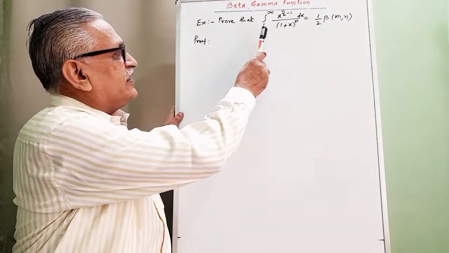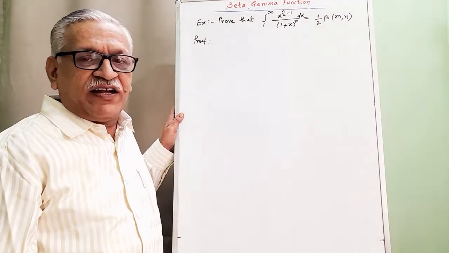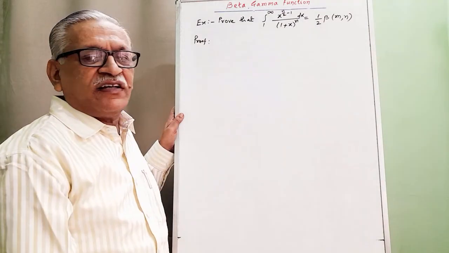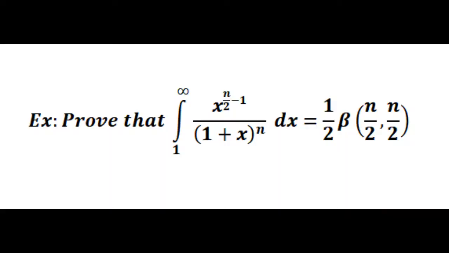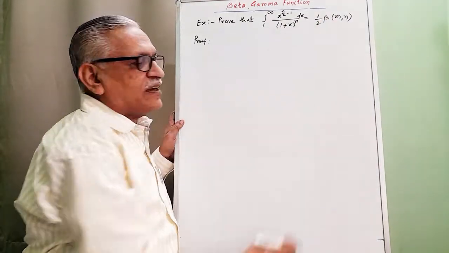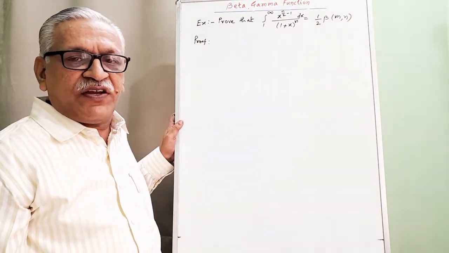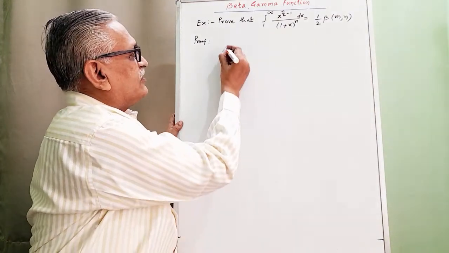Let us prove that the integration from 1 to infinity of x^(n/2 - 1) divided by (1 + x)^n, with respect to x, is 1/2 beta of (m, n). Therefore, to prove this in terms of beta, we either convert it into the definition of the beta function, first form or second form. Here we try to convert it into this form.